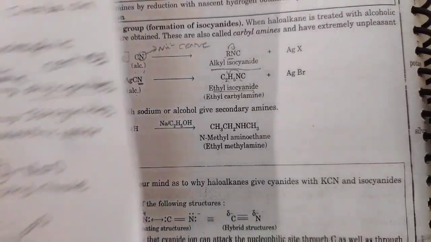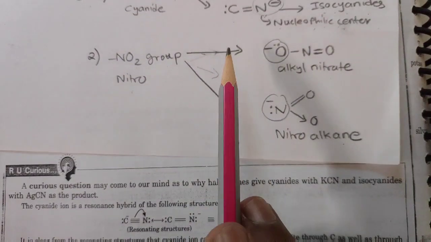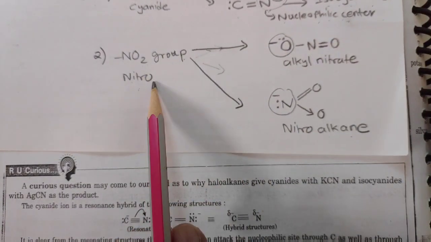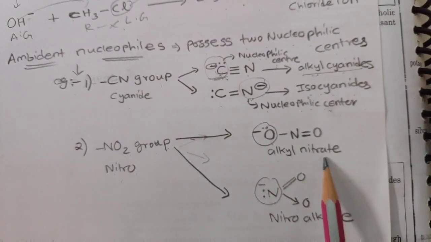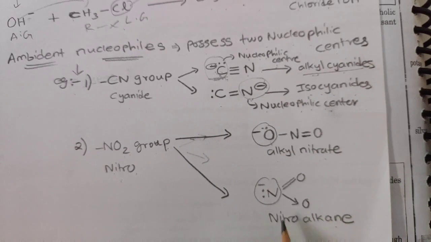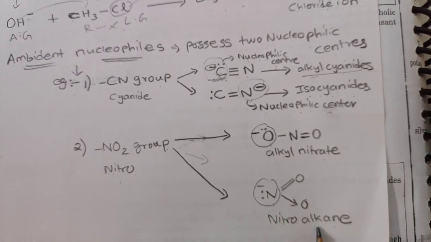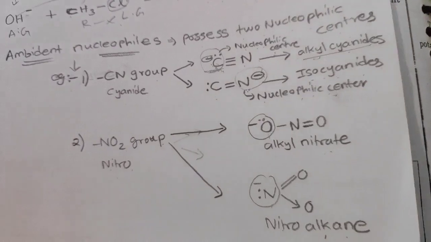Now in the same way, the second part we discussed, the second ambident nucleophile, that is the NO2 group, nitrite, right? So in this case, if it attacks through oxygen, we get alkyl nitrite. If it attacks through nitrogen, it is nitroalkane. So we will see one example of this part also. You can see here.